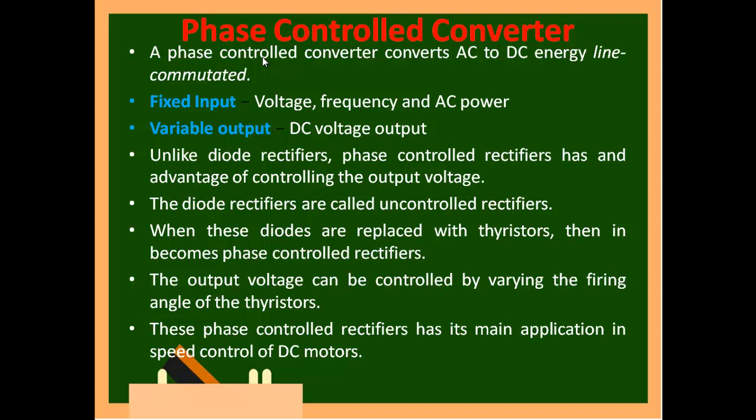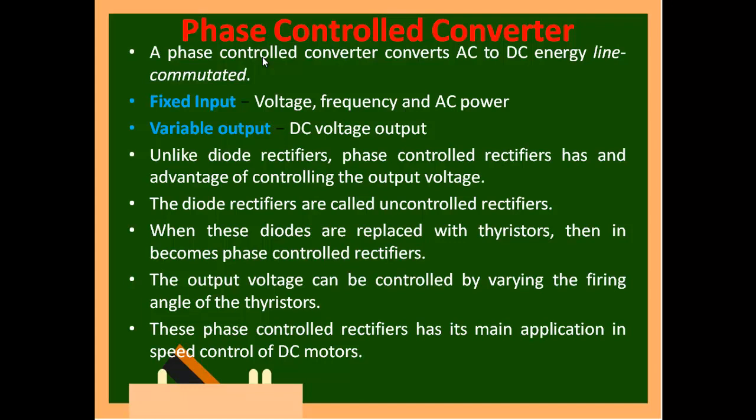So the input to the phase controlled rectifier will be a single phase AC or 3 phase AC, with the same frequency of 50. In India and European countries we follow 50; in the US they follow 60. Variable output: from the phase controlled converter, the output will be a DC voltage, and this DC voltage you can vary from 0 up to a certain limit. That we call variable output.